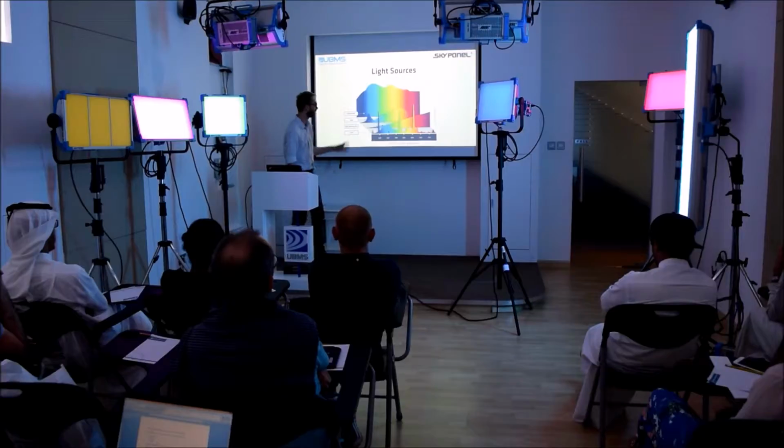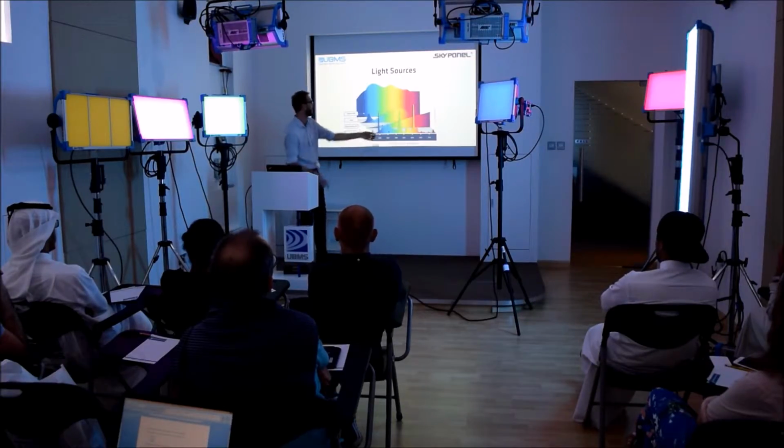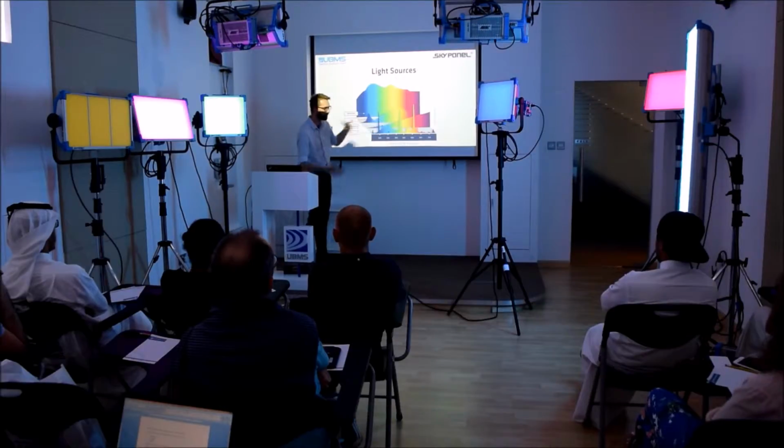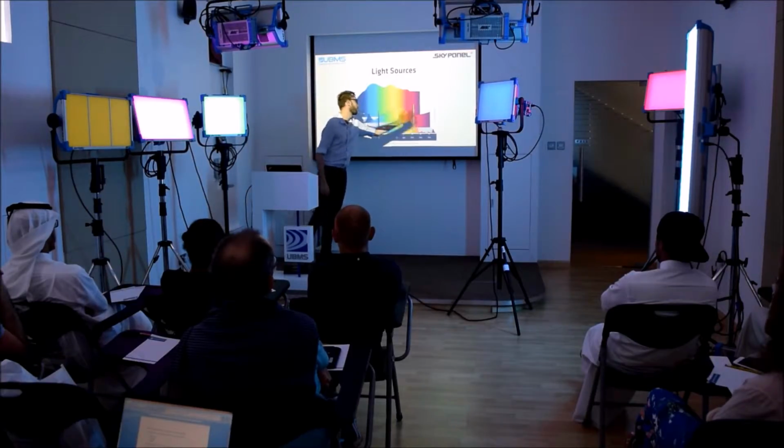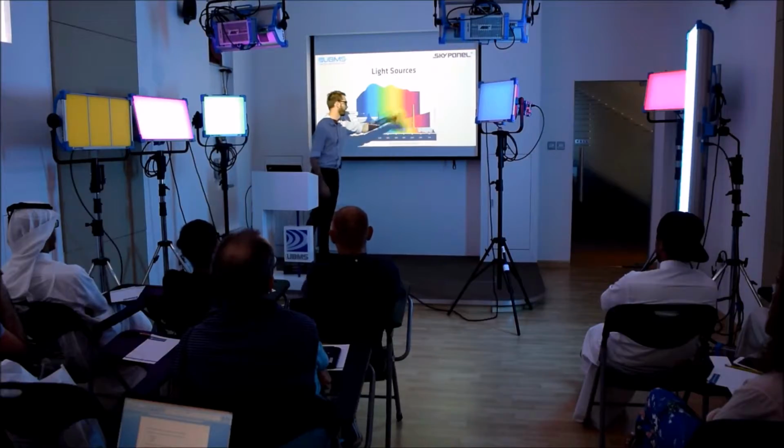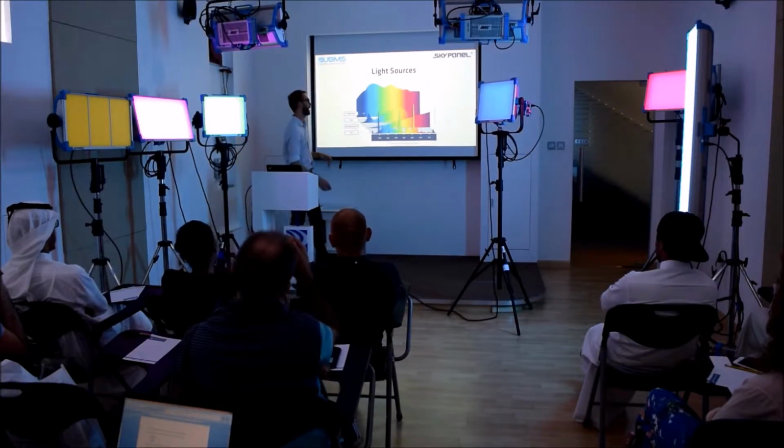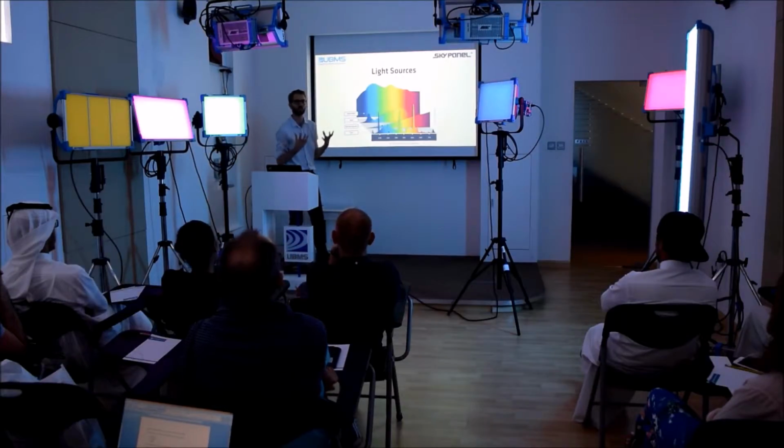So with fluorescent lights, it appears white to our eyes and to our brain because we have a strong blue component, a strong green component, and a strong red component, well, it's red, but it's actually kind of orange. And that gives us our red, green, and blue. That makes it look white to us.